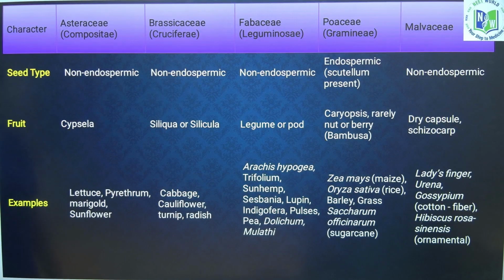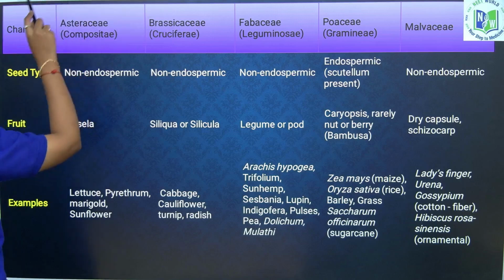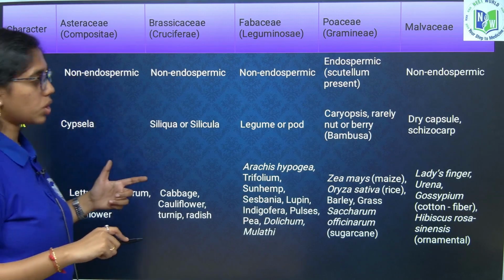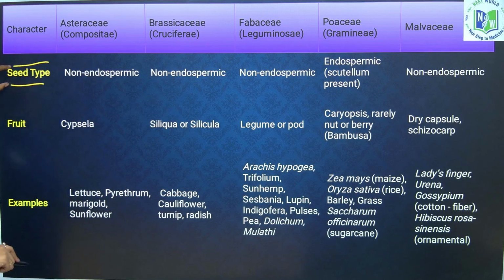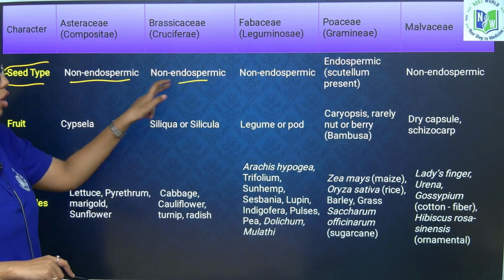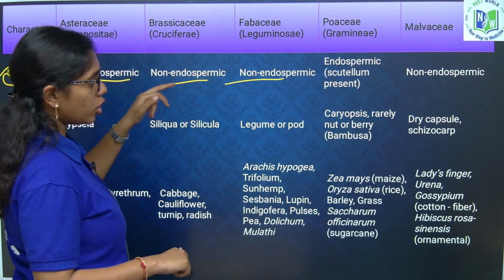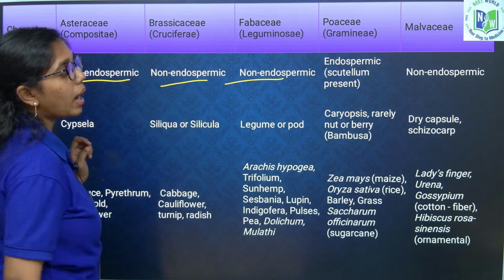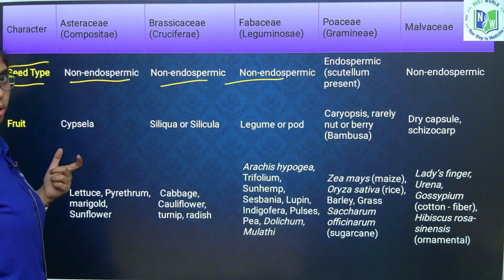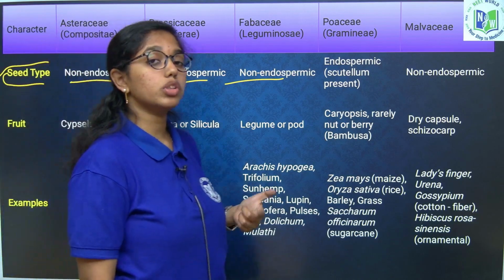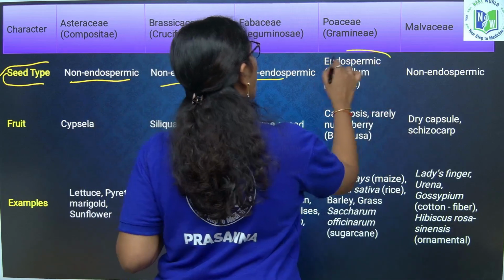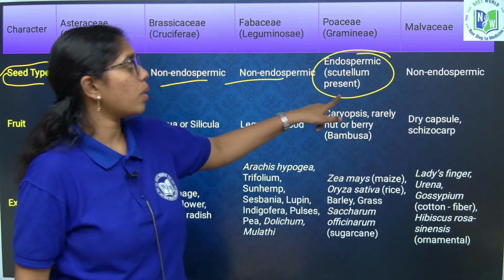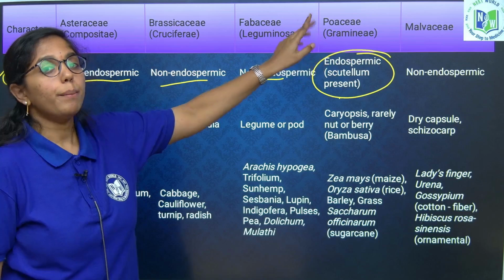Next, coming to seed type, fruit type and examples. This is also important with respect to families. Sometimes, very rarely, you can also get questions from this area. The seeds of Asteraceae are non-endospermic. Brassicaceae also non-endospermic. Fabaceae non-endospermic, because most of them are dicotyledons. Dicot seeds are mostly non-endospermic. Monocot seeds are mostly endospermic, which belongs to the family Poaceae.